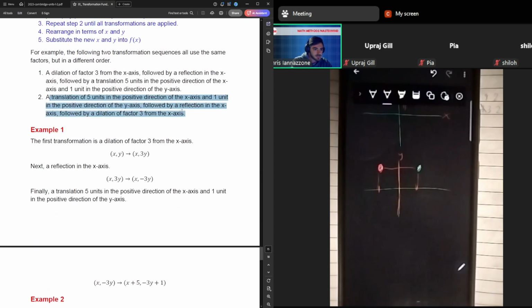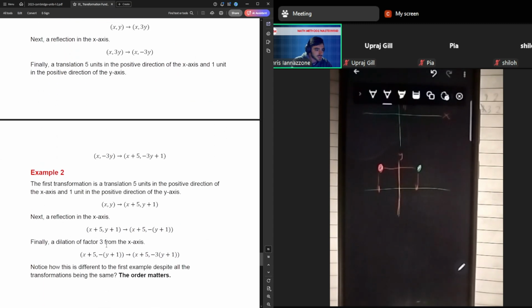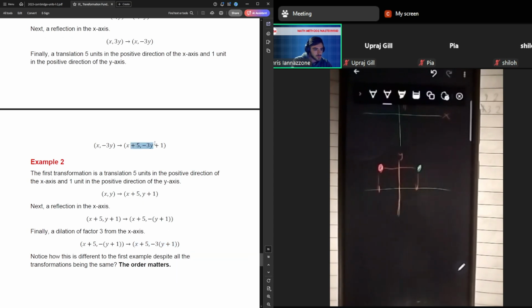I'll spare the major details as to the differences here, but basically, in this second example, we applied the transformation for the translation first, then reflection, then dilation. And what you see is the end result is, sure, the x dash is very similar, and the y dash is also kind of similar, but there's a pretty significant difference when you compare the two. Expanding this out will give you negative 3y minus 3, whereas this one's a plus 1. So, all that to say, order matters.